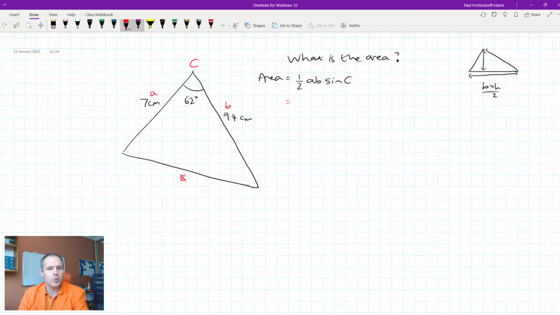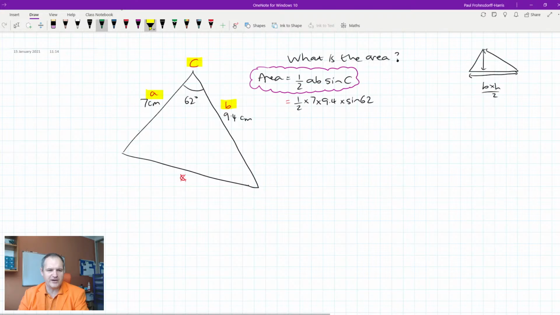This formula is one you need to learn. It's half AB sine C. It is a formula you need to know, and it is then easy for us, hopefully, to plop numbers in it. Half times 7 times 9.4 times sin 62. That is all we're doing, is taking these numbers and putting them in the formula. Notice, to do this, we need the angle and the 2 sides either side of it. That will only work if we have the 2 sides either side of the one angle.